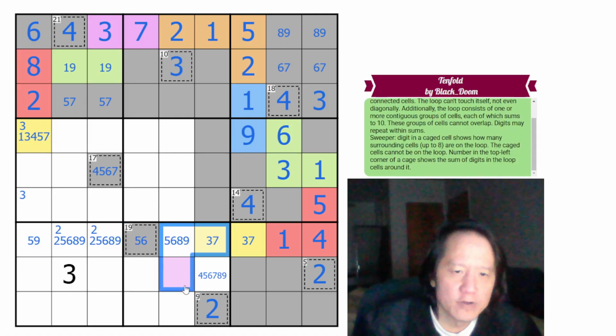Oh, can it ever go this way? If it goes this way, then down. This can never be 1. But we know these two add up to 9. I guess these two could add up to 10. That's possible. So if that's the case, this could be 6 and 4 or 9 and 1.